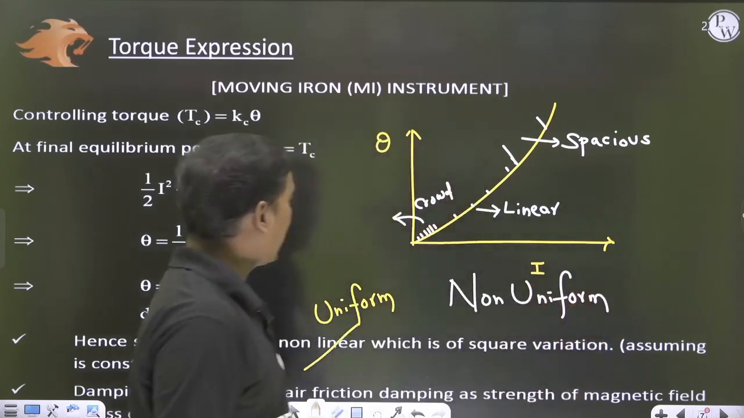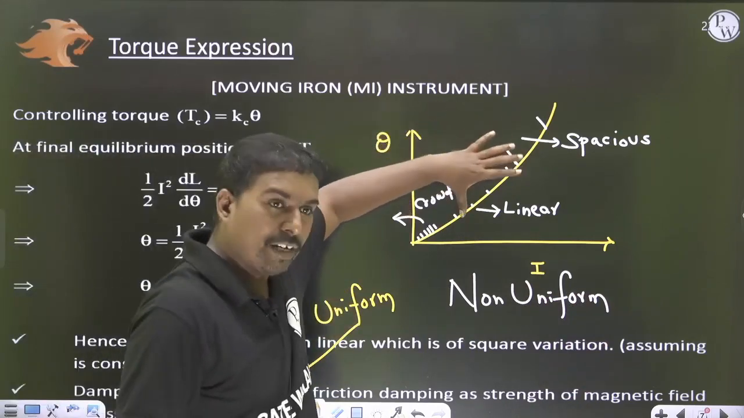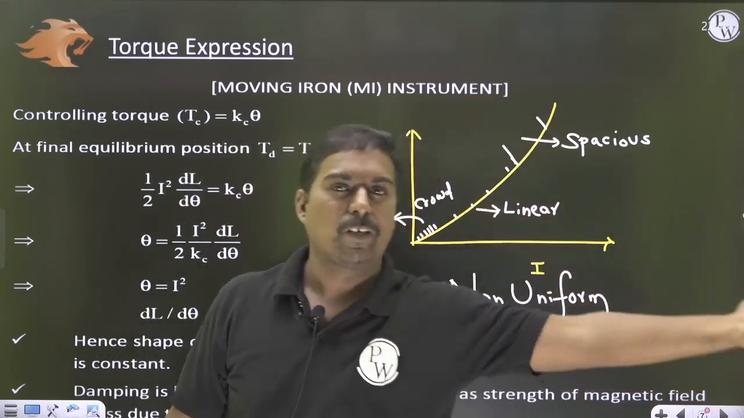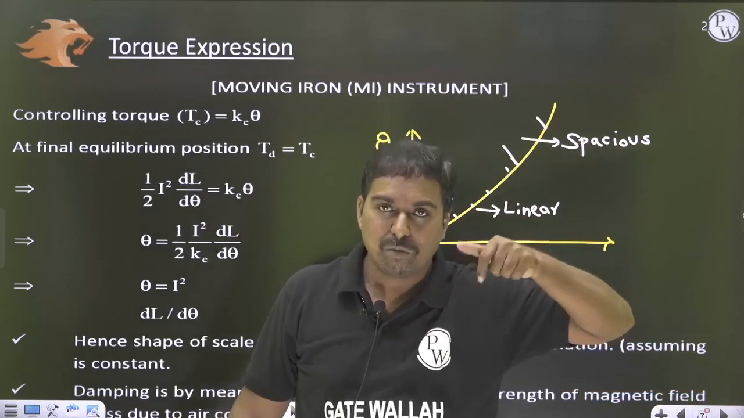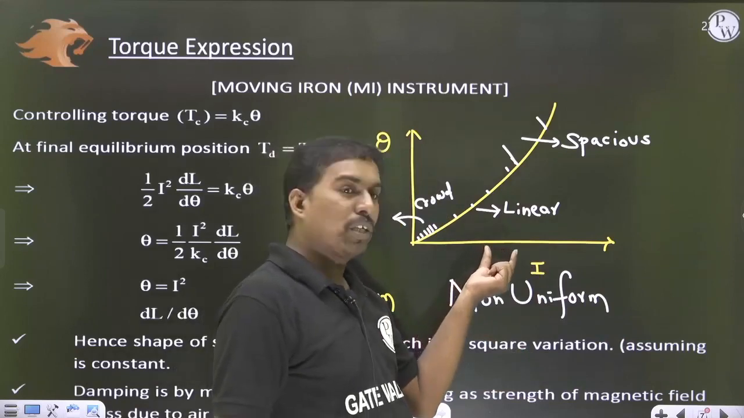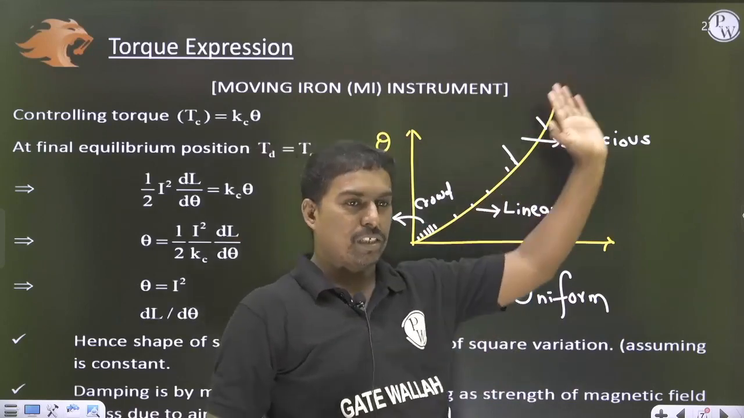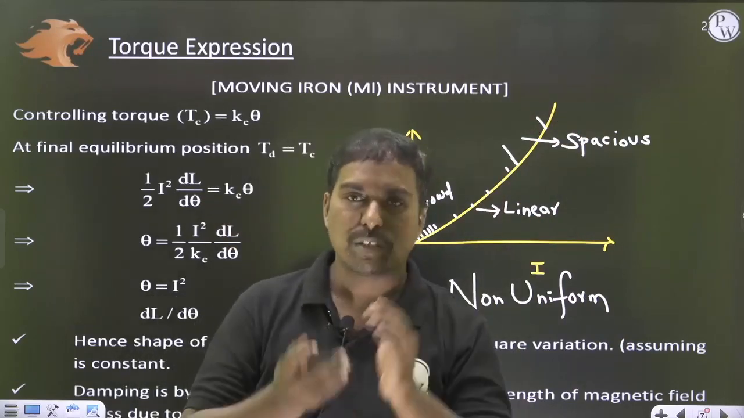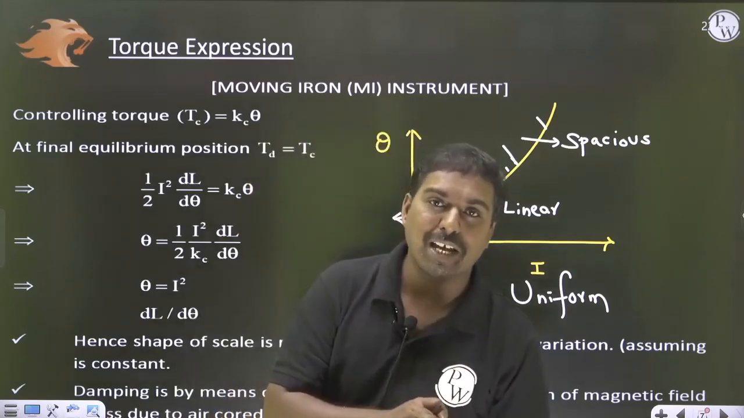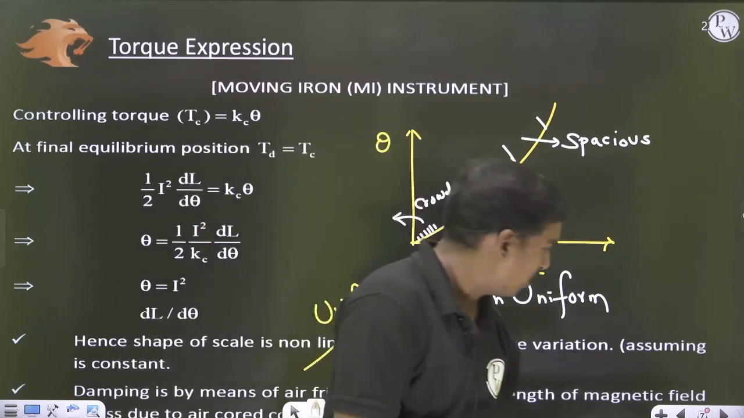Non-uniform scale means what? It contains three sets of things. It contains the crowded values, it contains the linear values, it contains the spaces. So you should not say non-linear. Actually some textbooks will say non-linear, because in that graph linear values are also present, because for the moderate values of the current you will get a certain range where the graph will be exactly a straight line. After that it will go spacious. Okay? So that's why, dear students, you should say the moving iron scale is non-uniform. The PMMC scale is, got it? So these are the points about the moving iron.